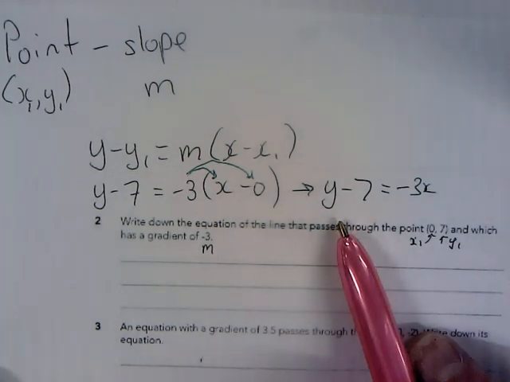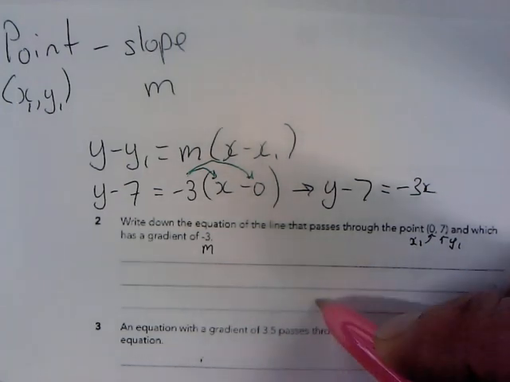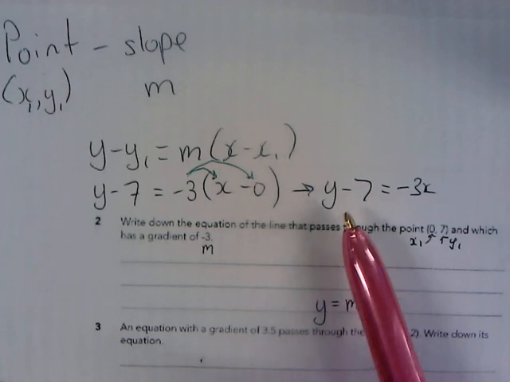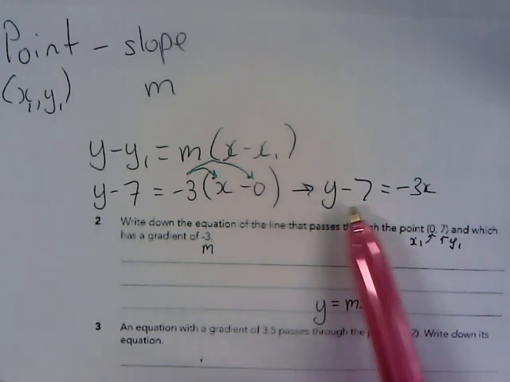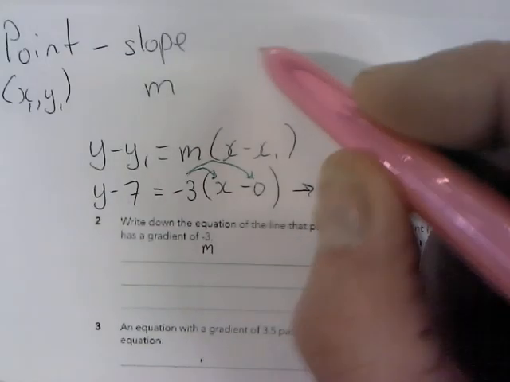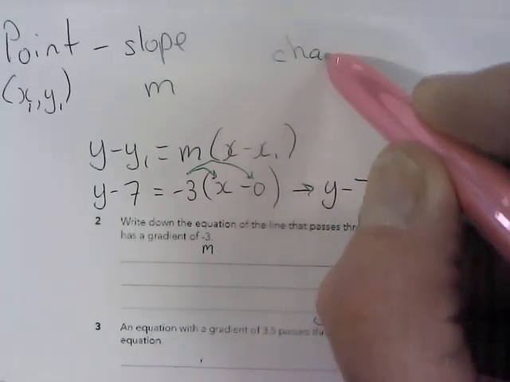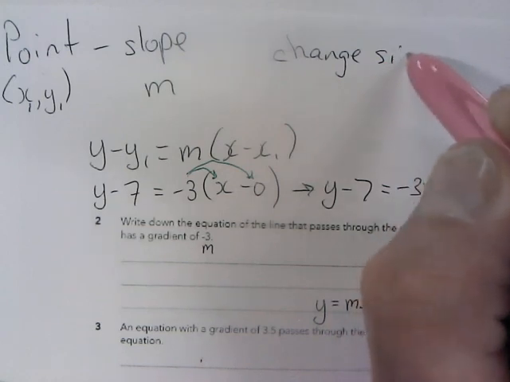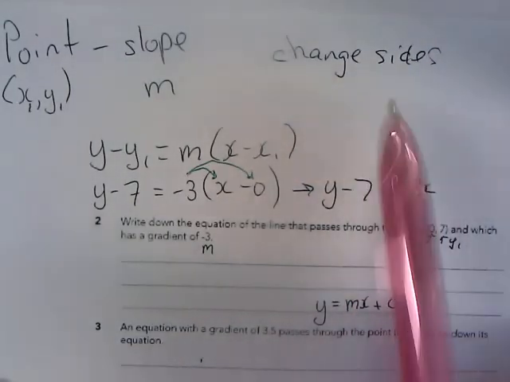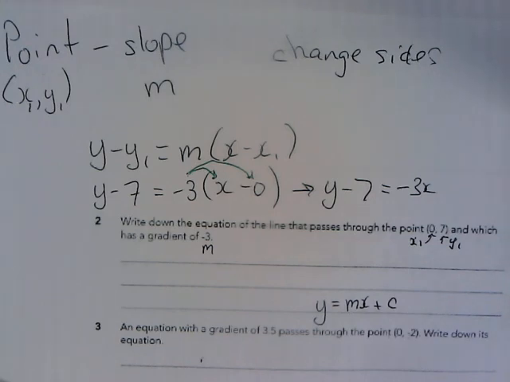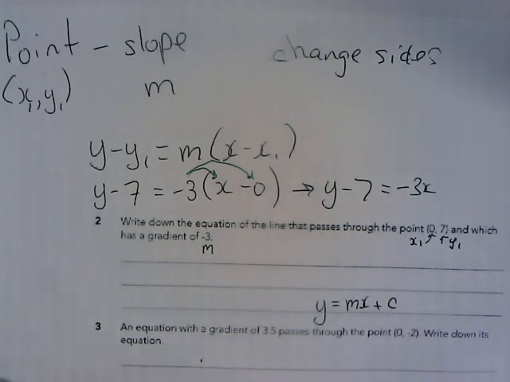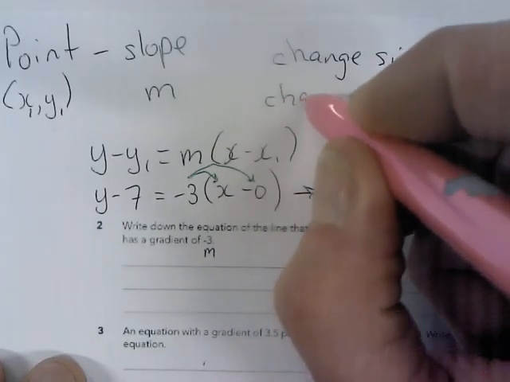Now we know we're going to be done when the equation is in the form y equals mx plus c. Well, this right now does not have just y. It has a minus 7. Now we know if something changes from one side of the equal sign to the other, what's the mnemonic? Change sides? What's the other half? Change operations. That's it. Change sides, change operations.